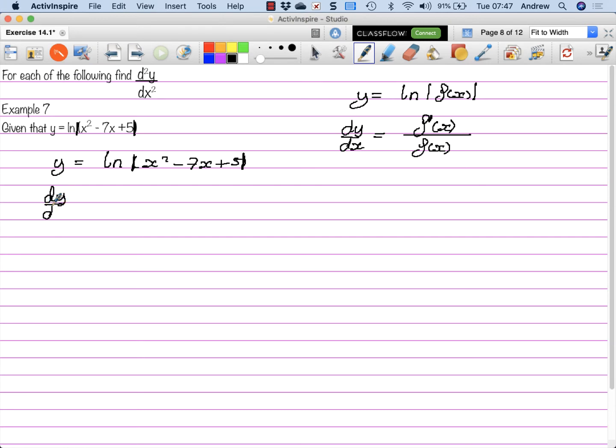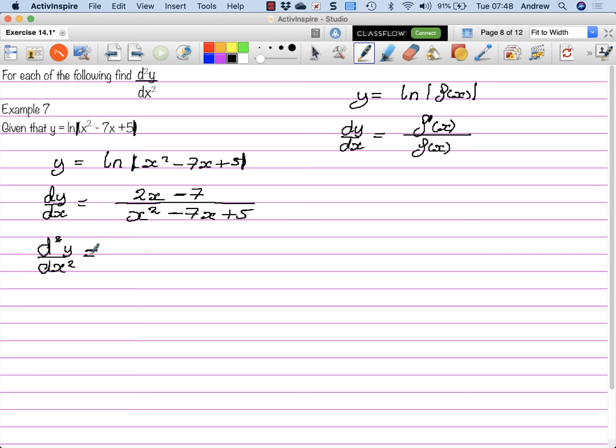dy/dx is, take what's inside the log and write it on the bottom, and then differentiate. So what's the differential of x squared? 2x. What's the differential of minus 7x? Minus 7. And now we're going to differentiate this a second time, d2y by dx squared.